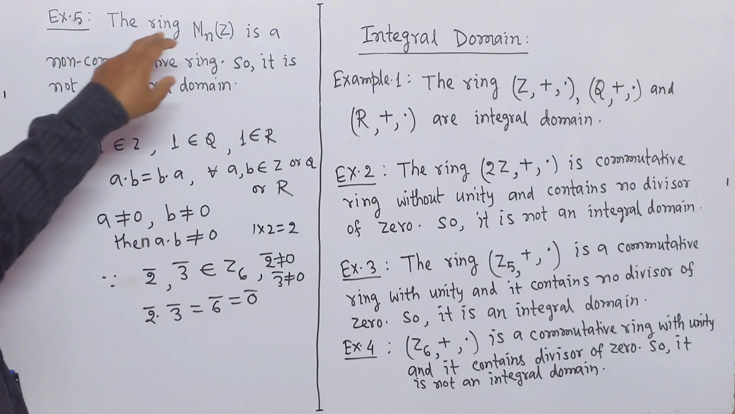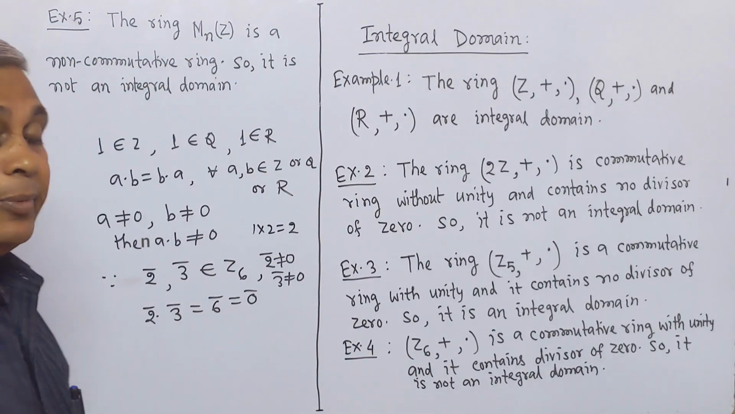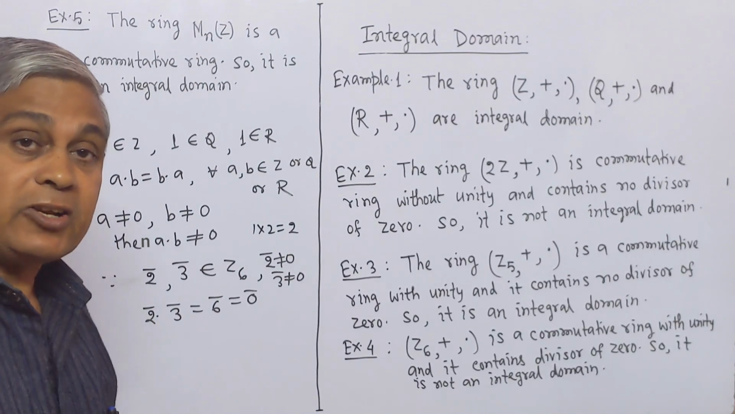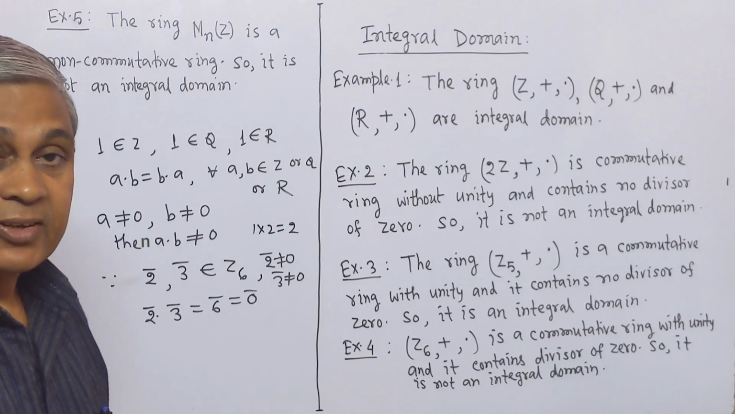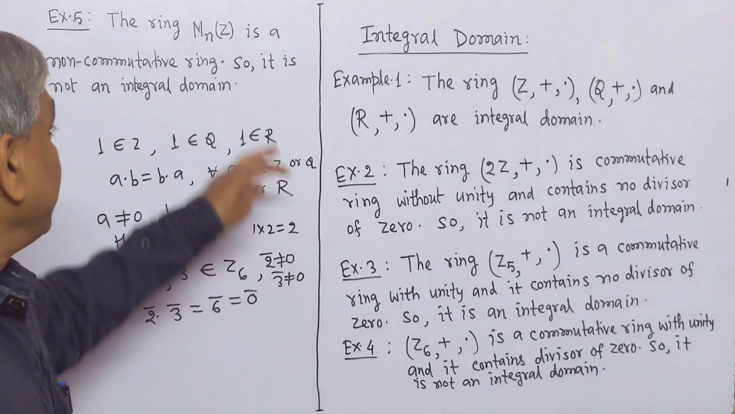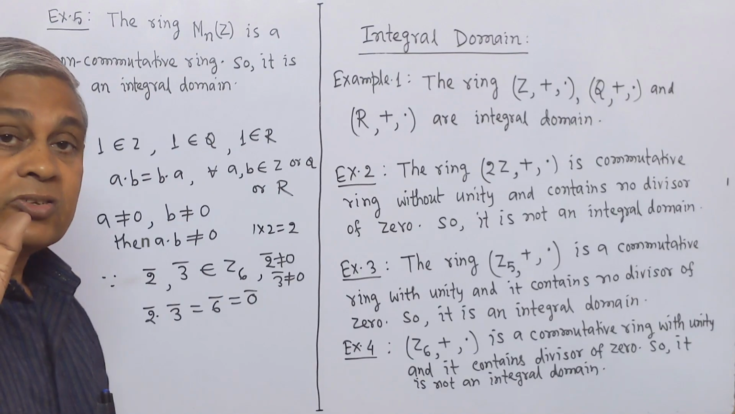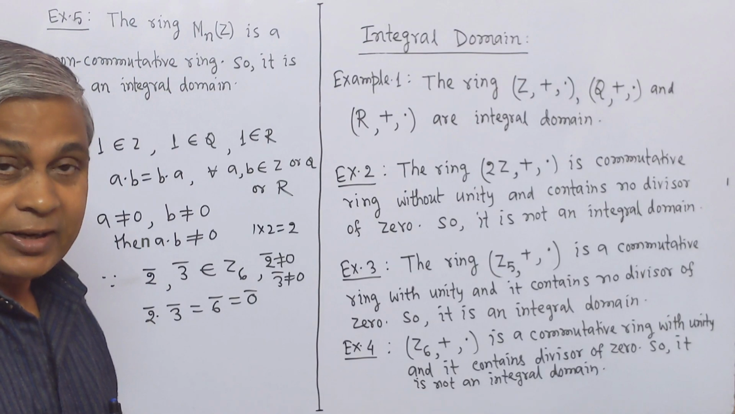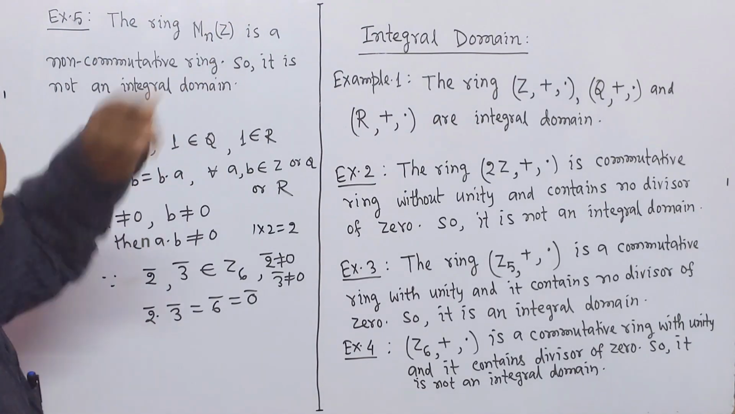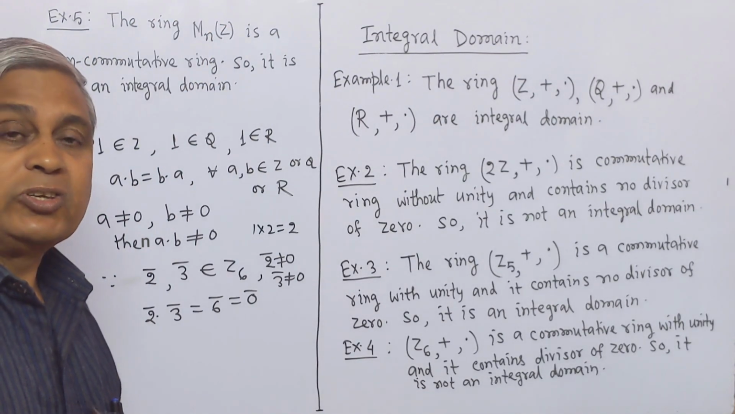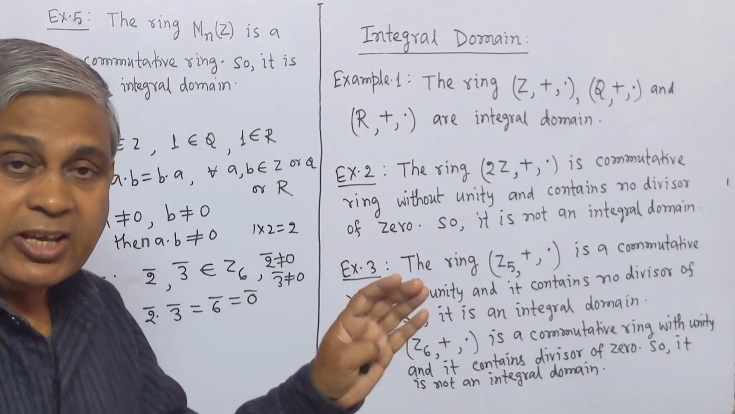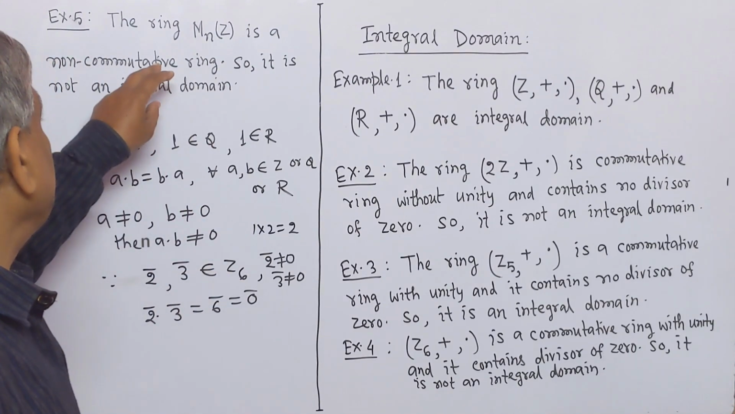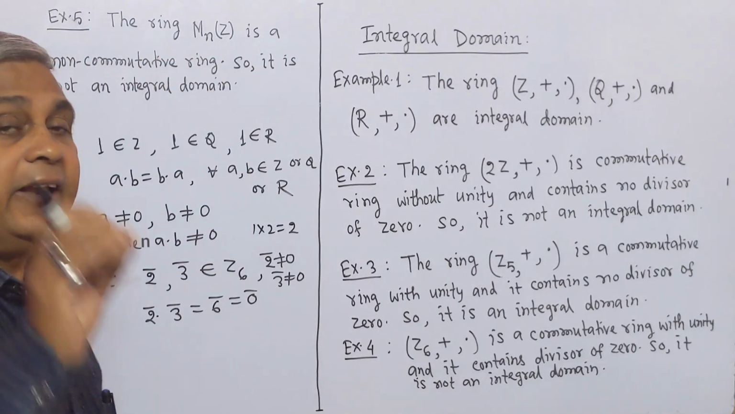Example 5. The ring M_n(Z) means the collection of n by n matrices whose entries are integers. It is a ring having a unity element, but it is not a commutative ring, because matrix multiplication is not commutative, and only for this reason the ring is not an integral domain.